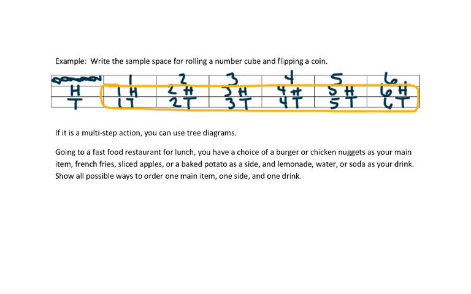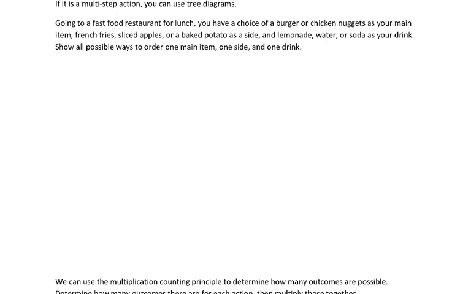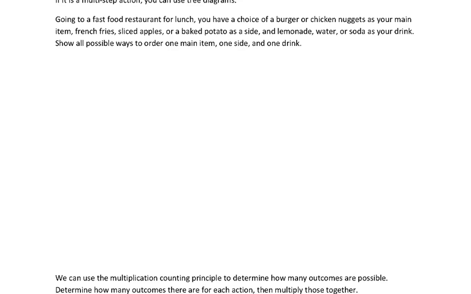Now, if it's a multi-step action, you can use something called tree diagrams. And you will recognize this. I believe you've all done tree diagrams in the past. So if you're going to a fast food restaurant for lunch, you have a choice of a burger or chicken nuggets as your main item, French fries, sliced apples, or a baked potato as a side, and lemonade, water, or soda as your drink. You are supposed to show all possible ways to order one main item, one side, and one drink.